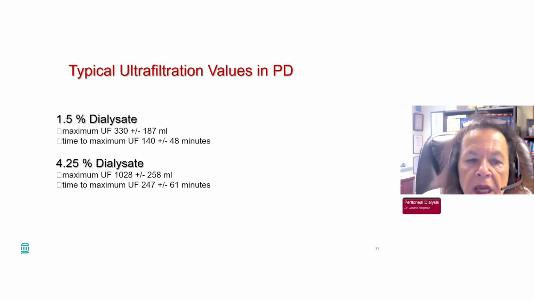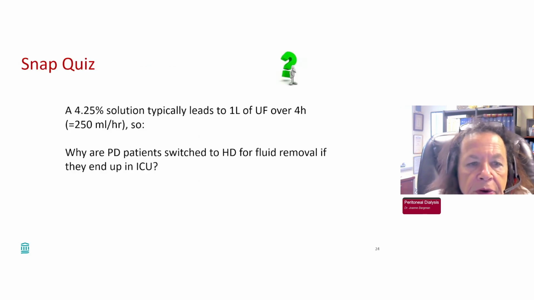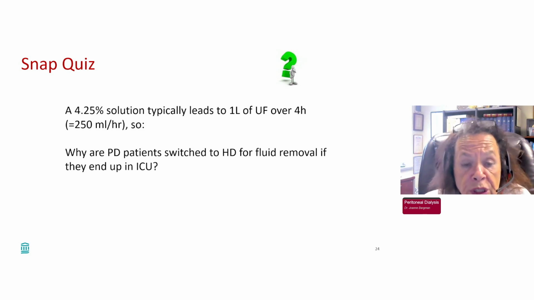absorption. The 4.25, on the other hand, has a maximum ultrafiltration of about a liter, and the time to that maximum ultrafiltration is about 4 hours. So you can see that is pretty impressive ultrafiltration. So here's a question for you. If a 4.25% solution typically leads to 1,000 mils of ultrafiltration over 4 hours, that is an average of about 250 mils per hour, which is pretty good hourly ultrafiltration.